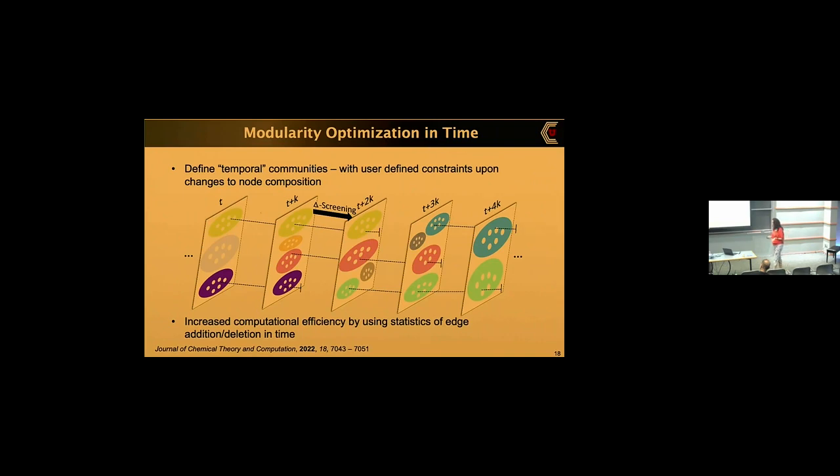And this has very fast computational efficiency because we actually use the statistical observations of edge deletion and insertion so that we don't have to recompute hundreds of thousands or millions of snapshots in time. And so this algorithm needs to be rather large, and our graphs can also be hundreds of thousands or millions of nodes and edges.